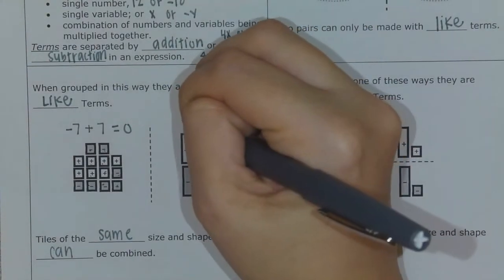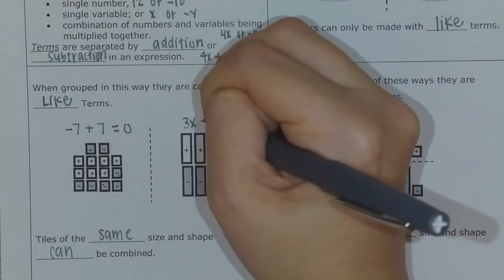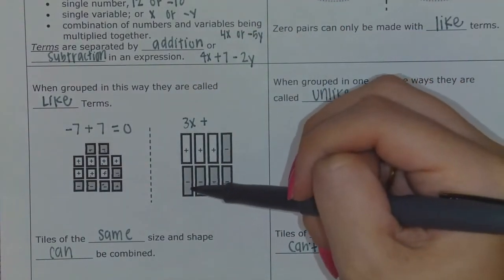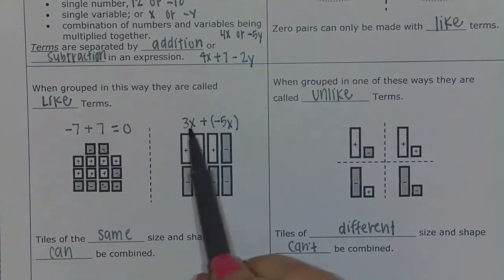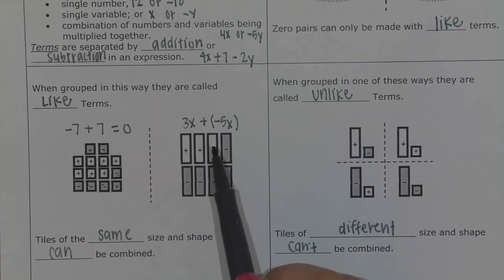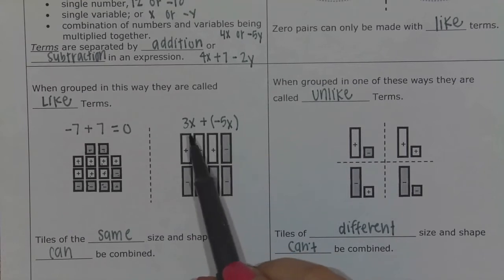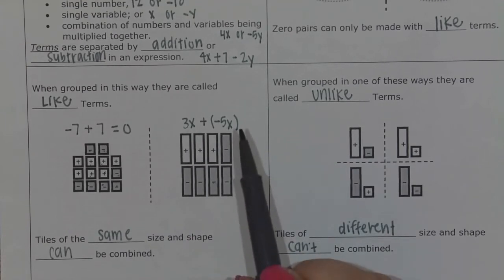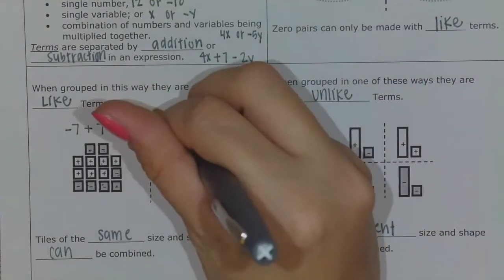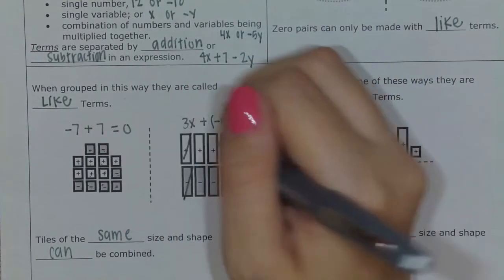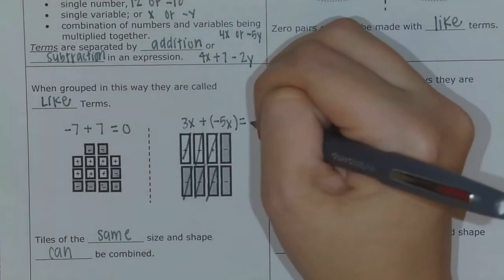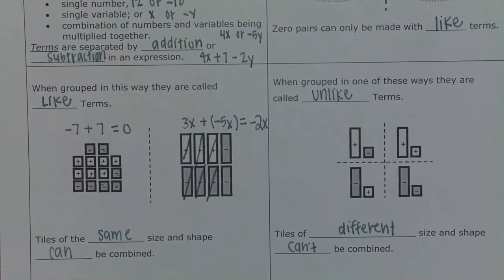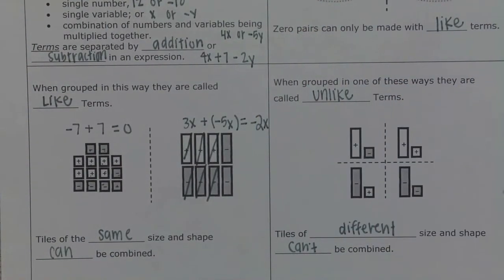I see that I have 3 positive X's for a value of 3X. I see that I have 1, 2, 3, 4, 5 negative tiles for a value of negative 5X. Again, they both have X's attached to them. They're both the same type of term. So I can simplify this expression. So if I have 3 X tiles and 5 negative X tiles, let's make some 0 pairs. I can get rid of 1 positive, 1 negative, 1 positive, 1 negative, 1 positive, 1 negative. And that would leave me with the value of negative 2X. I have 2 negative X tiles here.